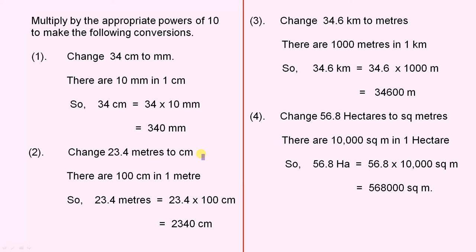Change 23.4 metres to centimetres. There are 100 centimetres in 1 metre. So 23.4 metres is 23.4 times 100 centimetres, which gives us 2,340 centimetres. Change 34.6 kilometres to metres. There are 1,000 metres in a kilometre, so 34.6 kilometres will be 34.6 times 1,000, which is 34,600 metres.